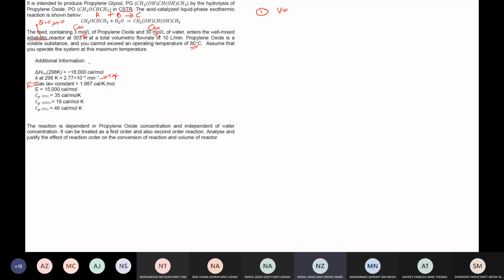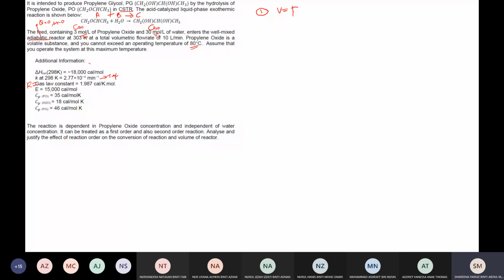Okay, Doctor. Alright, so you have to start with the mole balance. Actually if you directly get V from the mole balance it is okay, because from the mole balance we rearrange it to get V. So this is a CSTR, so V is FA0 X over negative RA.